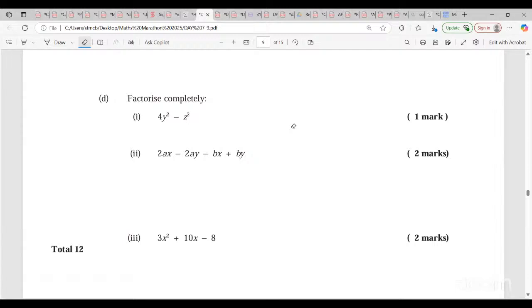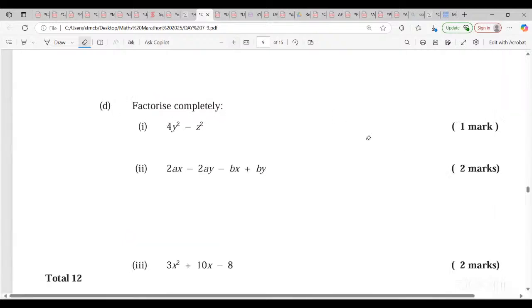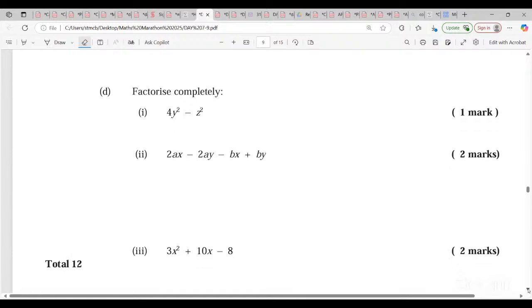Factorize completely. Let me big it up. All who have not gone to school, we're still here, you know. Right now, at my school, I have one workshop at lunchtime, and we still have to do some work. Because guess what? The work never ends. Factorize completely 4y squared minus z squared.